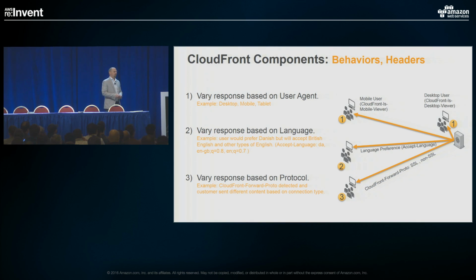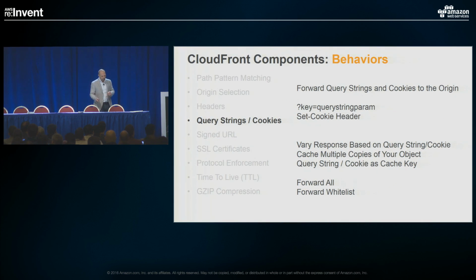Same thing based on language. You can vary based on language and have regional specificity, so long as the Accept-Language header is set. And then finally, you can vary based on the protocol. So if a customer comes in with a request that you want to be encrypted over HTTPS, but they ask for HTTP, you'll still want to accept that, but maybe you'll send them a different response, or a different piece of content. So these are some examples of how you might want to use that.